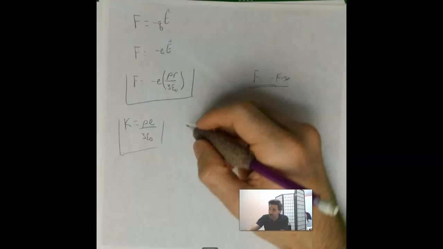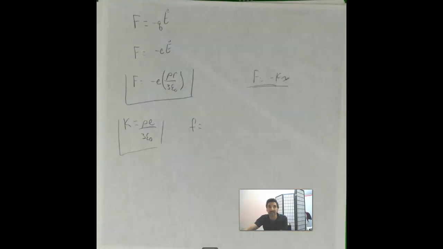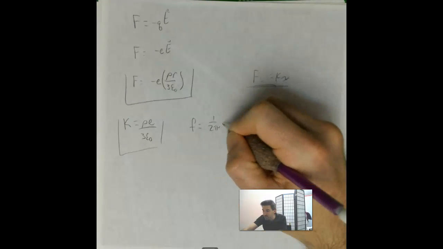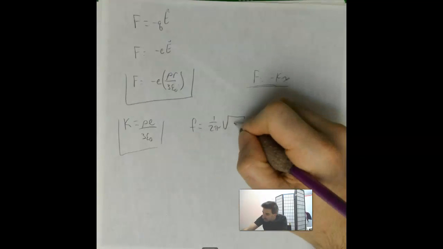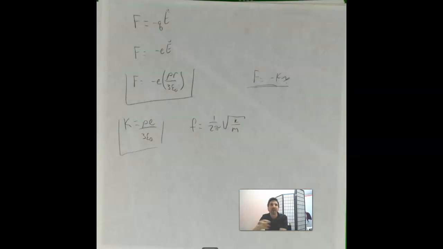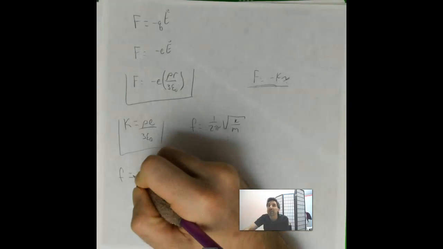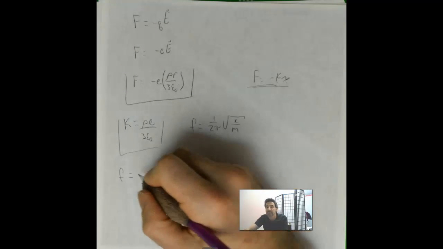Recall also the frequency of oscillation is going to be 1 over 2 pi times the square root of k over m. That should be something we know. This is going to be a direct substitution that's going to get ugly, so it's going to take me a second. The frequency is equal.